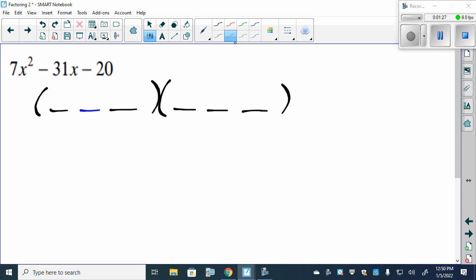Then the next thing we'll look at is the signs. We need to find the sign that will go into each set of parentheses. And for that, we look at the third term. Since the third term here is negative, the signs are going to be opposite. One is going to be positive and one is going to be negative.